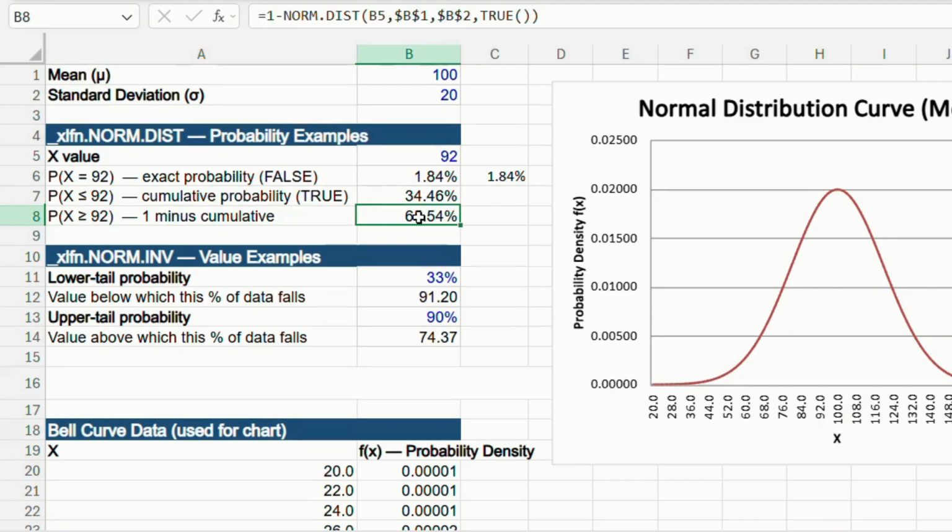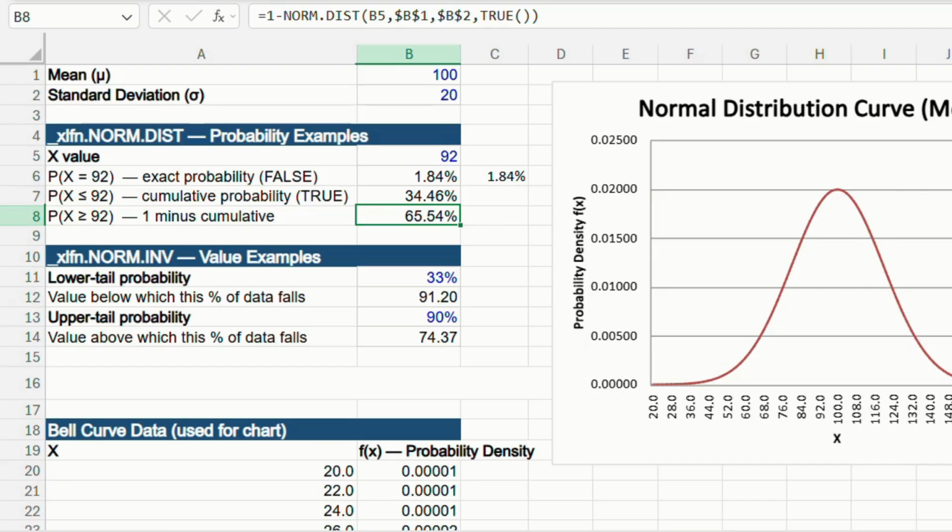We will get 65.54%. That makes much more sense, since 92 is below average. The majority of the students, about 65.54%, score 92 or higher.